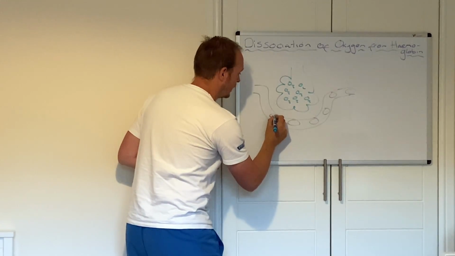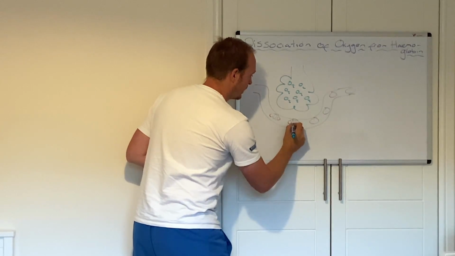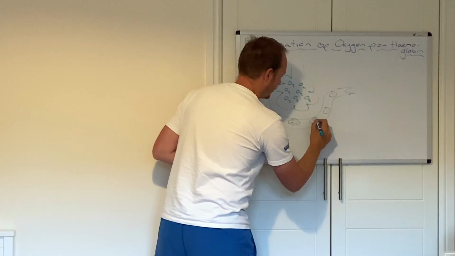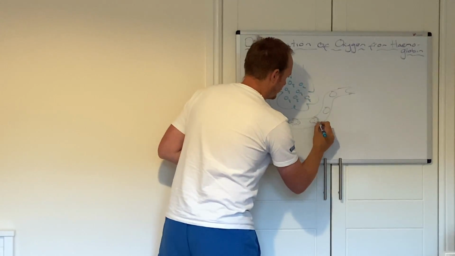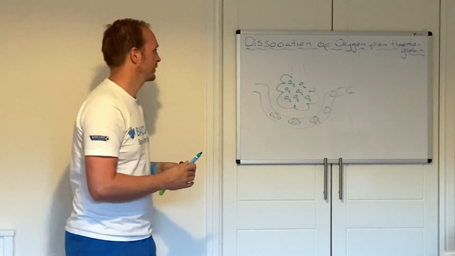So they'll all have 4 oxygen molecules attached to them. So in that situation, we'd say the haemoglobin is 100% saturated with oxygen.